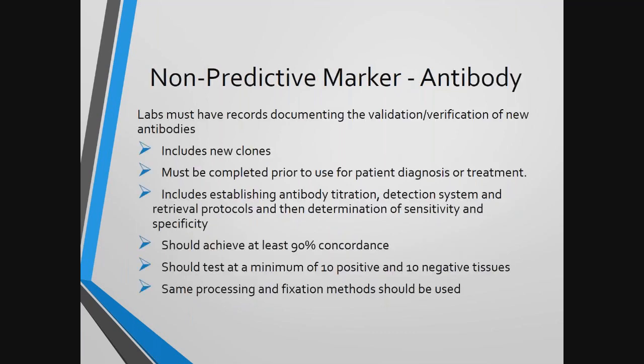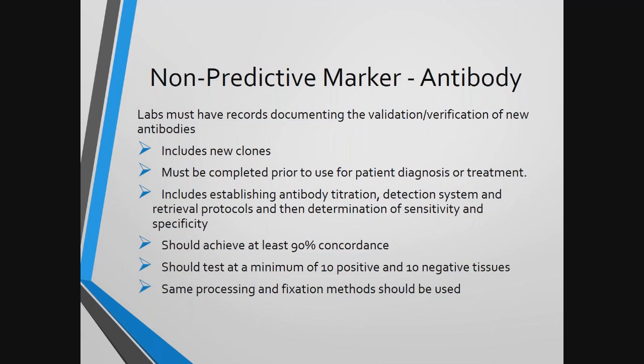Validation and verification must be performed for all non-predictive markers. This includes not only when you bring an antibody in for the first time, but also anytime you introduce a new clone. As with any new test, validation and verification must be performed and completed, which includes all review and sign-off prior to use on patient tissues. As mentioned earlier, validation and verification includes determining the titration for each antibody, as well as the protocols for the detection system itself, and any retrieval that needs to be performed on the tissue. Sensitivity and specificity of the antibody is also determined during this process.